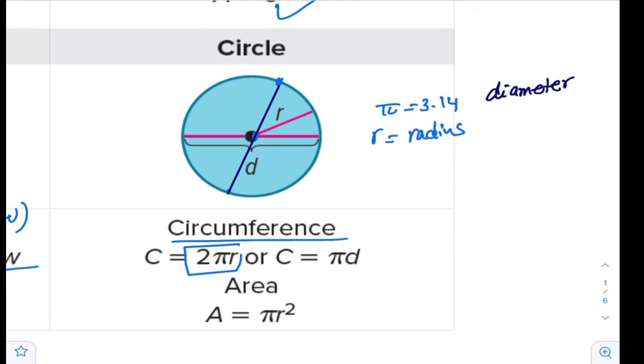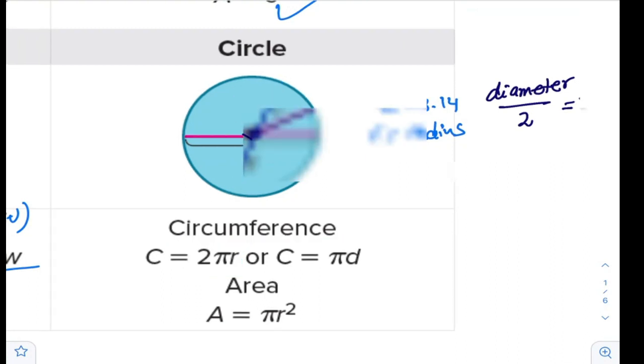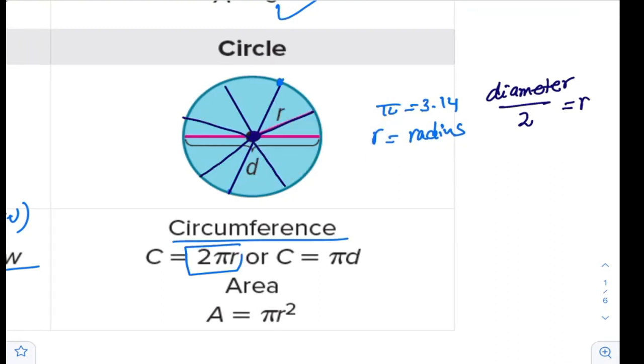And if you divide the diameter by 2, you will have the radius. So radius must be from the center to any point. All these, each one is a radius, half the diameter. So we can consider C, the circumference, as pi d or 2 pi r, knowing that 2 pi r is the same as d. So you are free to use any formula.